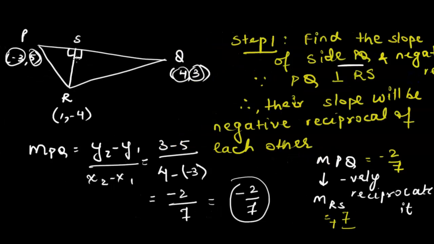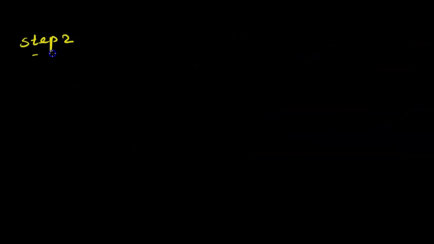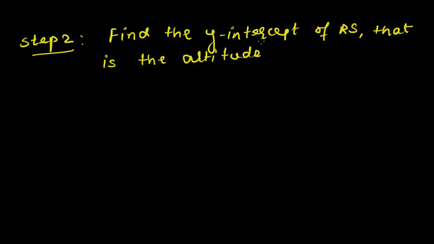Now, since we have got the slope of RS, that is 7 over 2, we are left with finding the y-intercept of RS. Let's call it step number 2. And how do we find the y-intercept? We know the equation we are looking for is y equals mx plus b. This equation is for the RS line segment.